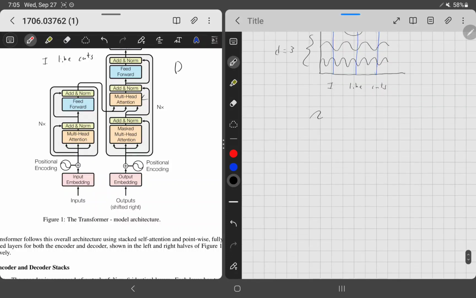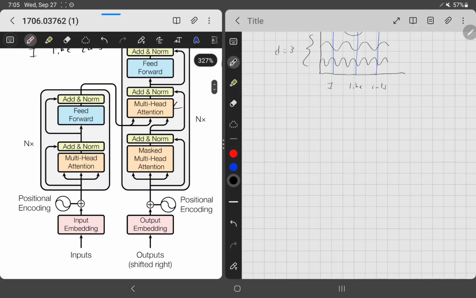And now you have this vector, and you just add it to the vector for I. So it's really simple. This is your embedding, and this is your positional information, and you just add them. It's fun that it works. So now it has the positional information and the word information in there, and it figures out how to deal with that.